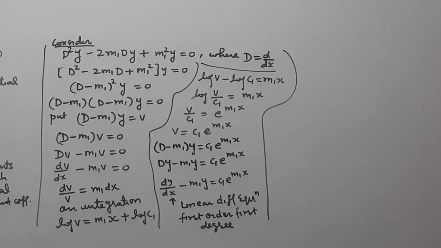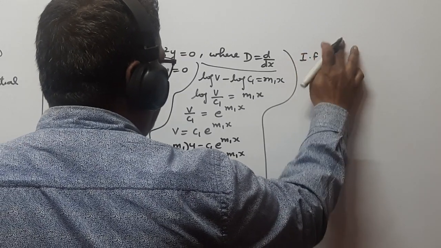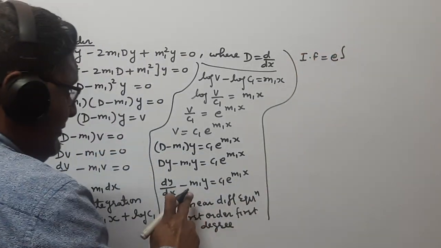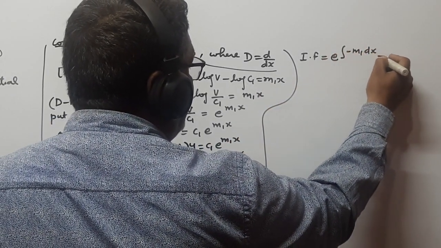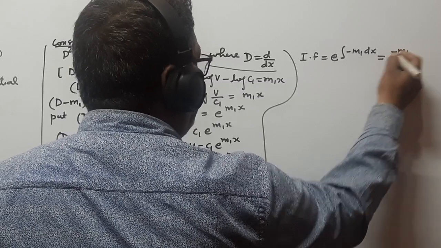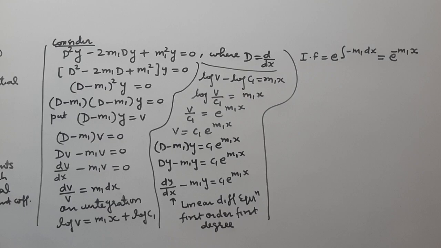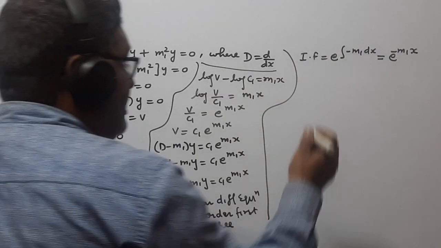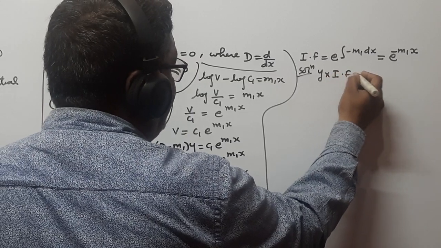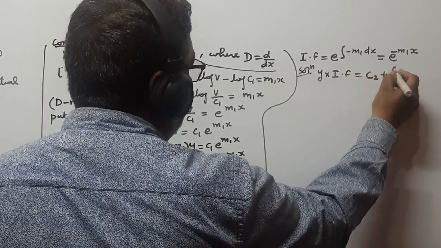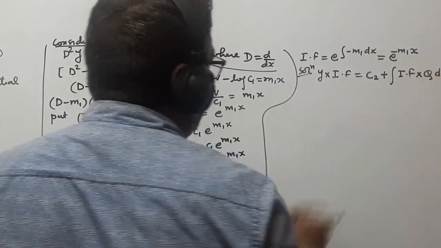So we solve this first order first degree linear differential equation. First we find the integrating factor. So integrating factor is equal to e to the power integration of p dx. Here p is minus m1. Now minus m1 is constant and integration of dx is x. So integrating factor is e to the power minus m1 x. Now the solution of the above differential equation can be written as y multiplied by integrating factor is equal to constant c2 plus integration of integrating factor multiplied by q dx.